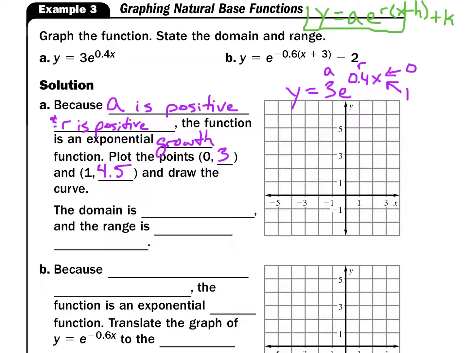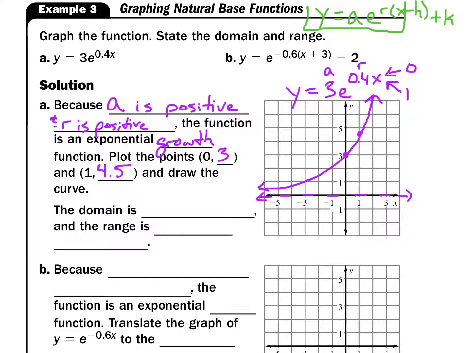Okay, so we have 0, 3, and we have 1, 4.5, so that would be right about there. Okay, and it's exponential growth, and it has no vertical or horizontal shift, so that means the x-axis is my horizontal asymptote. We're going to approach that from the left, so we start close to it but not touching it because we don't touch our asymptotes, and we curve it up.